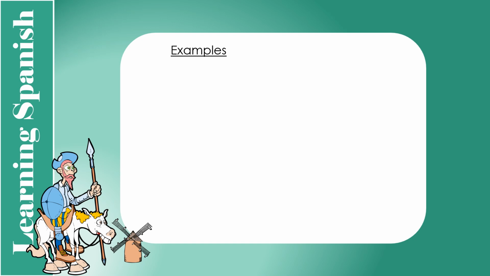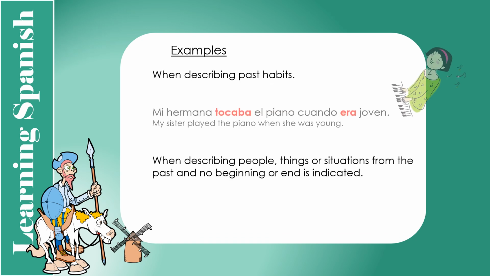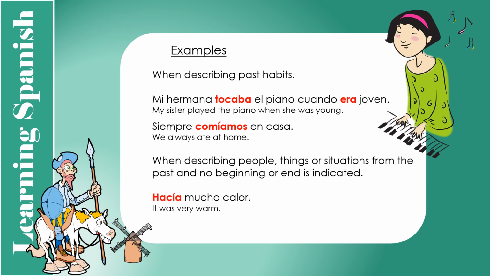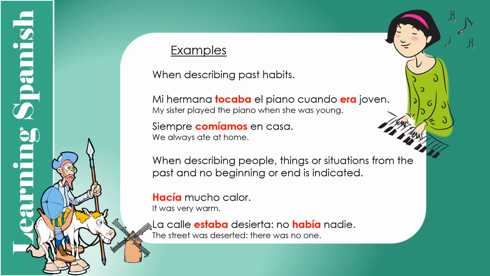And here are a few examples. Mi hermana tocaba el piano cuando era joven. My sister played the piano when she was young. Siempre comíamos en casa. We always ate at home. Hacía mucho calor. It was very warm. La calle estaba desierta. No había nadie. The street was deserted. There was no one.